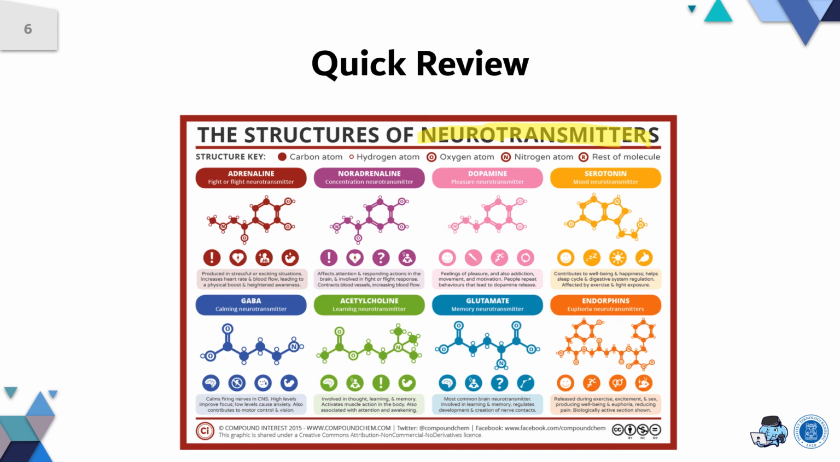Okay. So, for example, adrenaline here is related to the fight and flight neurotransmitter, while noradrenaline is related to the concentration neurotransmitter. Dopamine is related to the pleasure neurotransmitter, and serotonin is related to the mood neurotransmitter. GABA here is related to the calming neurotransmitter. Acetylcholine is related to the learning neurotransmitter, glutamate is related to the memory neurotransmitter, and endorphin is related to the euphoria neurotransmitter. Of course, it is just a simplified version of the function of the neurotransmitter.